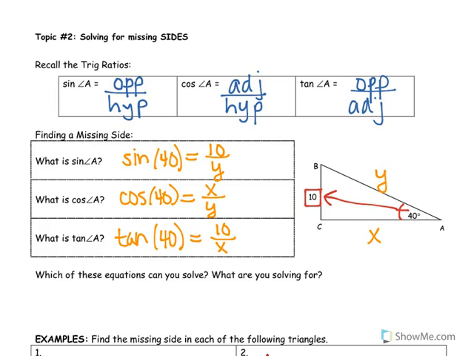Now the important question is: which of these equations can you solve, and what are you solving for? If I look at the first equation, the only variable is y. In the middle equation, cosine 40, I have x and y as variables, and in the tangent equation, I have just x. When we have one equation, we want only one variable to solve for. So we can't solve for x or y using the cosine equation. The first equation we can use is sine of 40 equals 10 over y. In that equation, you're finding the hypotenuse.